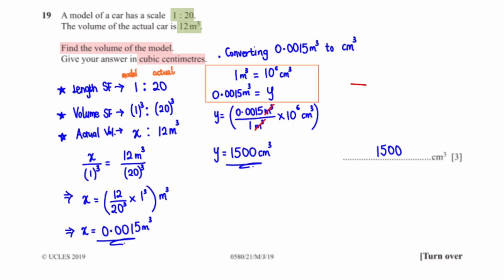We are told to leave our answer in cubic centimeters. And so after setting up our conversion ratio, we have 0.0015 meter cubed divided by 1 meter cubed times 10 raised to the power 6 centimeters cubed. And when we type this into the calculator, we get the volume of the model as 1500 centimeters cubed.